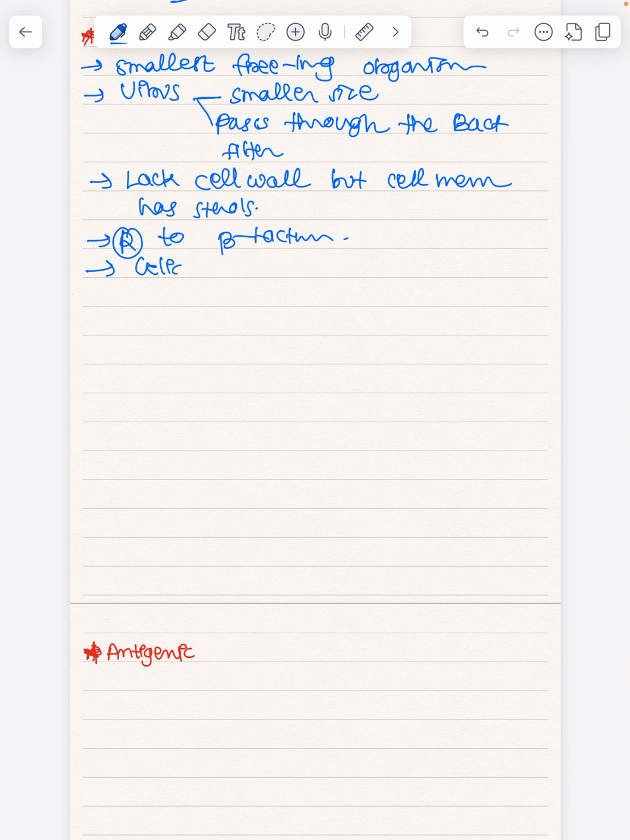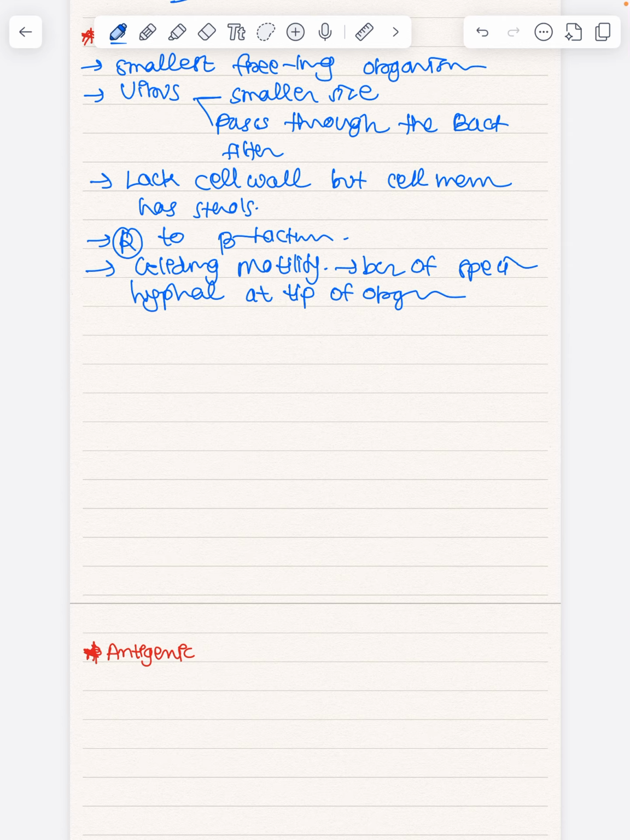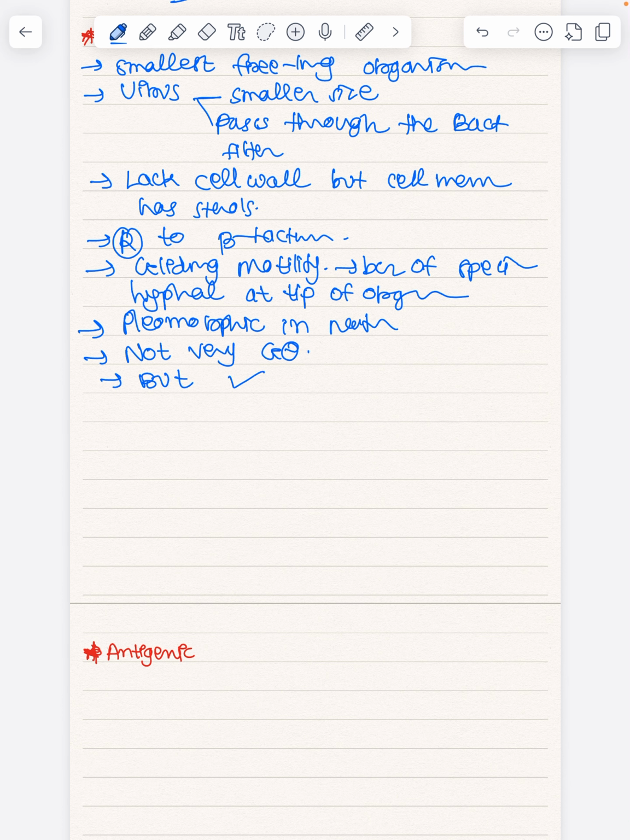It shows gliding motility because of the specialized hyphal structures at the tip of the organism. Then it is pleomorphic in nature. It is not very well stained by the Gram stain, but well stained by the Giemsa stain and other pathological stains.